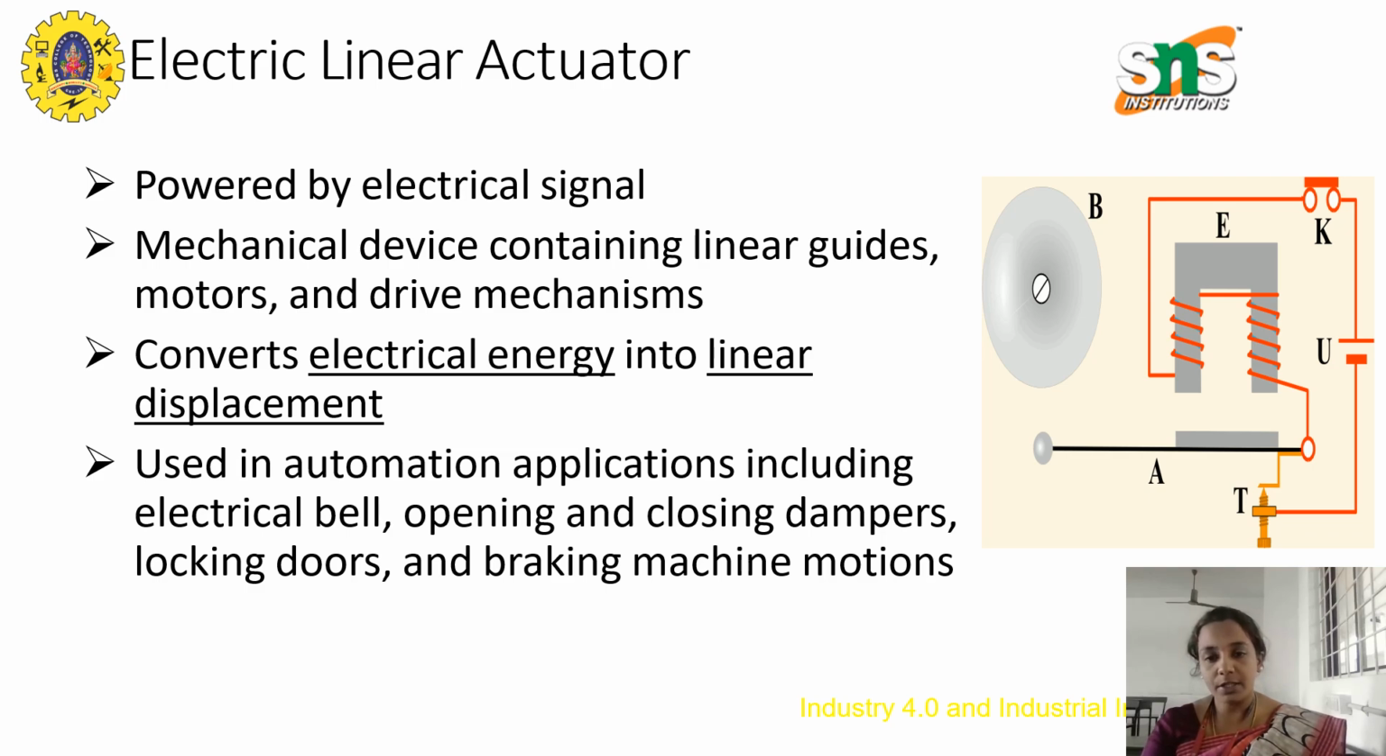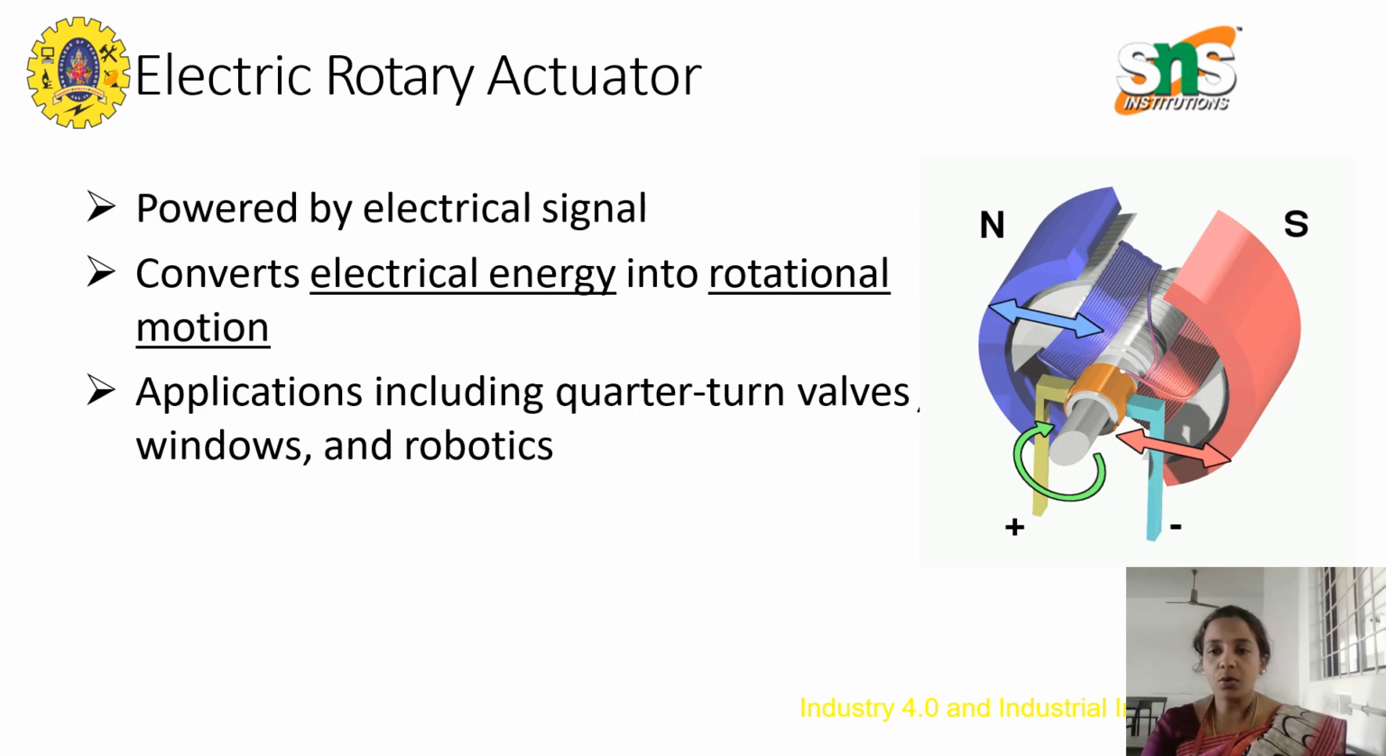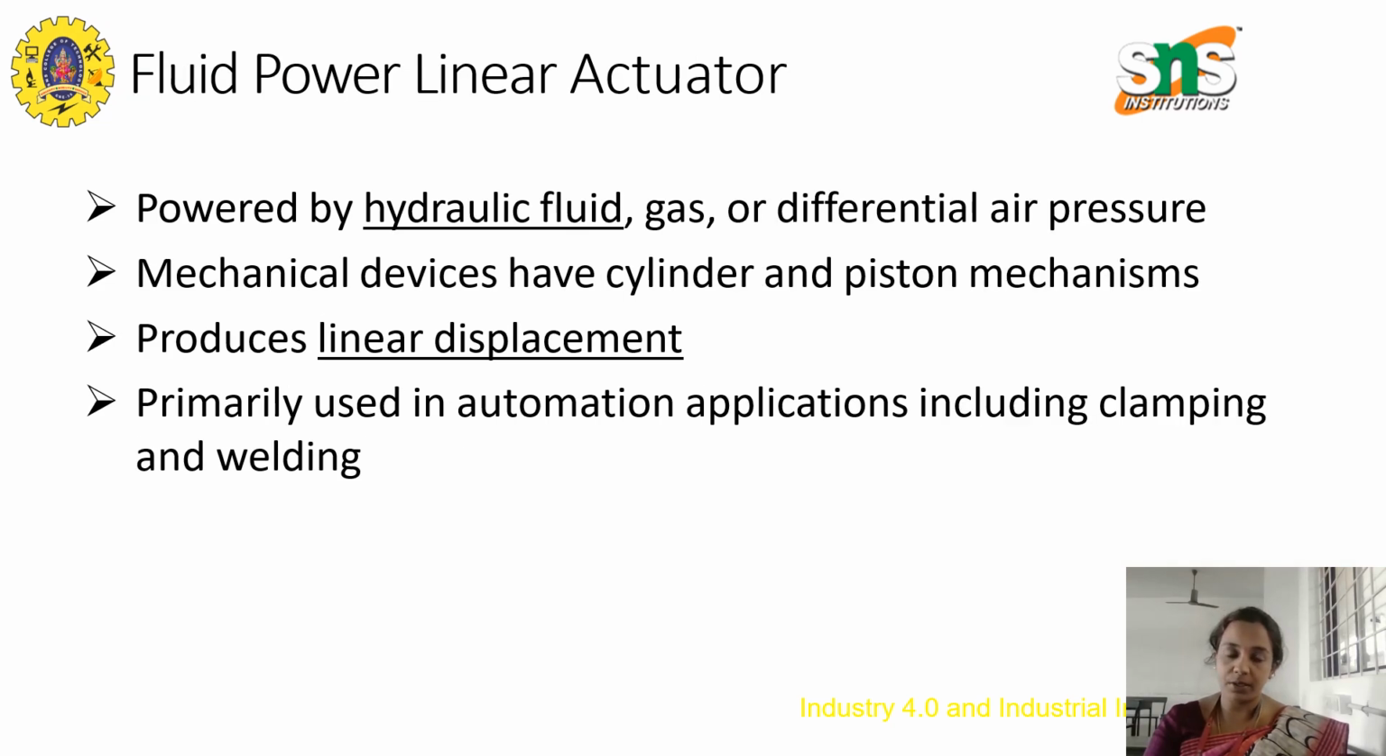Used in automation applications including electrical bells, opening and closing dampers, locking the doors and braking machine motions. Electric rotary actuators are used for producing rotary movement, maybe in the x direction or maybe in the y direction. It converts electrical signal into rotational motion. That is why we call it electric rotary actuators. The applications include quarter turn valves and windows. A fluid power actuator means the actuator is provided with a fluid as the input, as the energy.